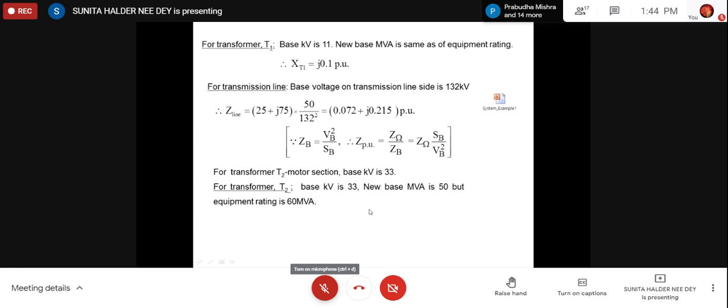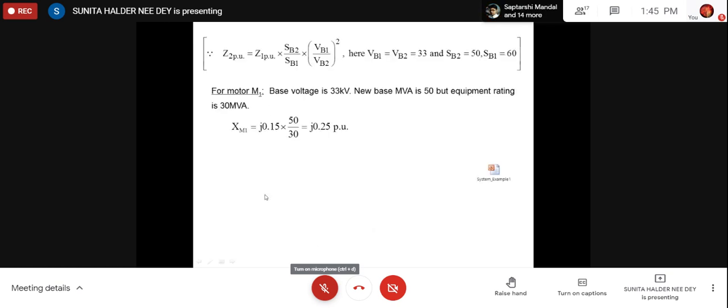So for transformer T2, base kV is 33, base MVA is 50, but the equipment rating is 60 MVA. That means the 0.12 per unit is calculated based on the equipment rating. So therefore, with the new base quantities, X2 will be multiplied by 50 by 60, because for MVA it is directly proportional. For volt it is inversely proportional. I have written these equations. You go through them if required.